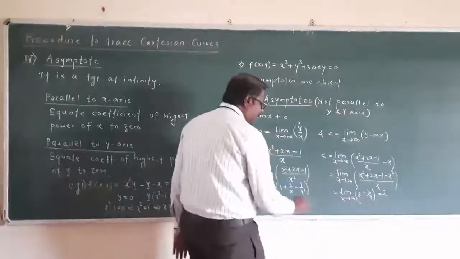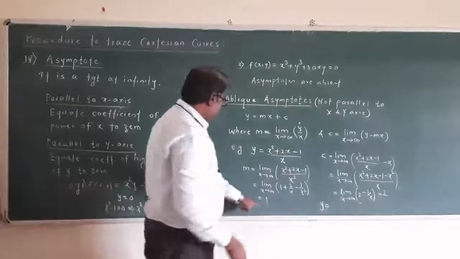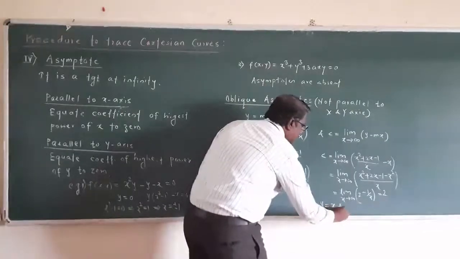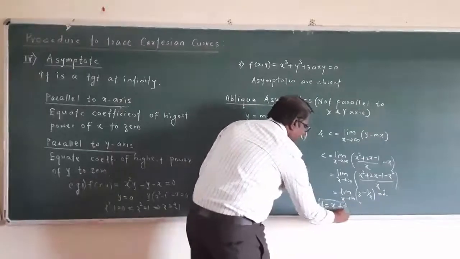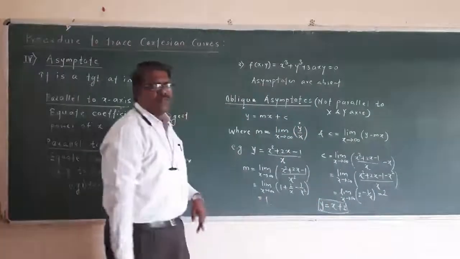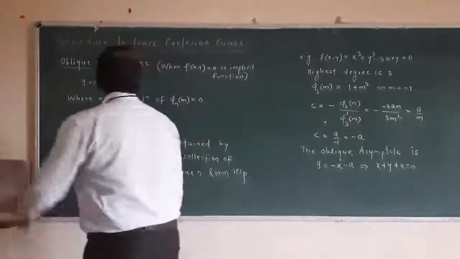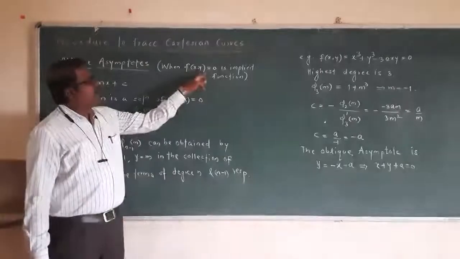And therefore the oblique asymptote is y is equal to mx plus c, but the value of m is 1. So 1 into x is x plus the value of c is 2. So this is the oblique asymptote for the given one. Is it understood? Okay.